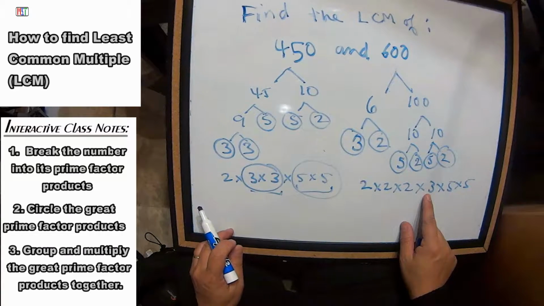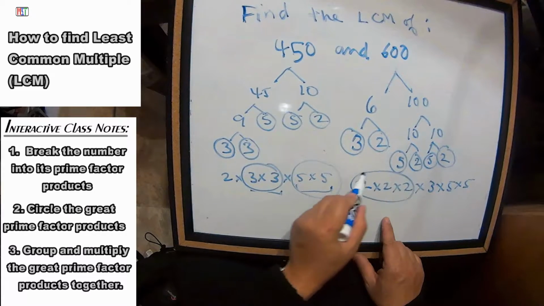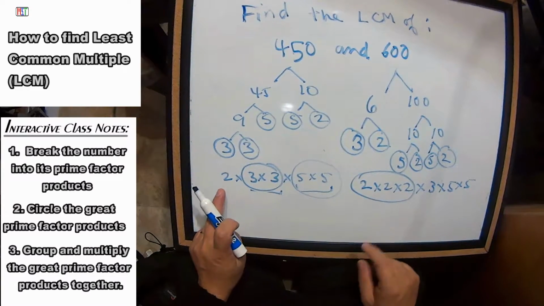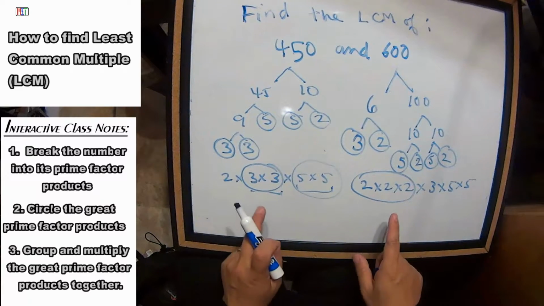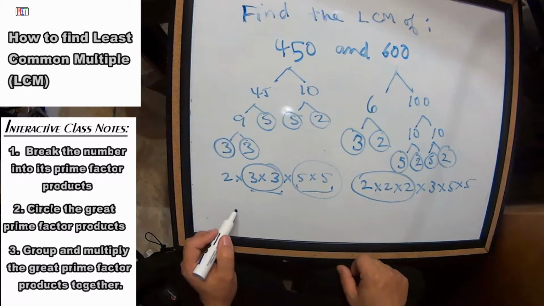That's the greatest compared to the 2. And then we also have the greatest prime factors, because we have 2 here, but we have 2 times 2 times 2, which is the greatest prime factor product. So now we have these 3 sets of prime factor products. We're going to multiply them together.